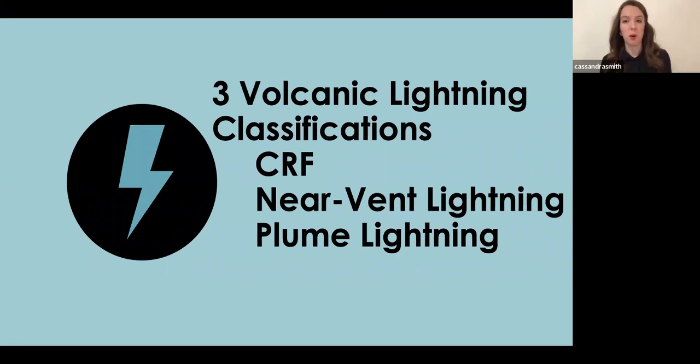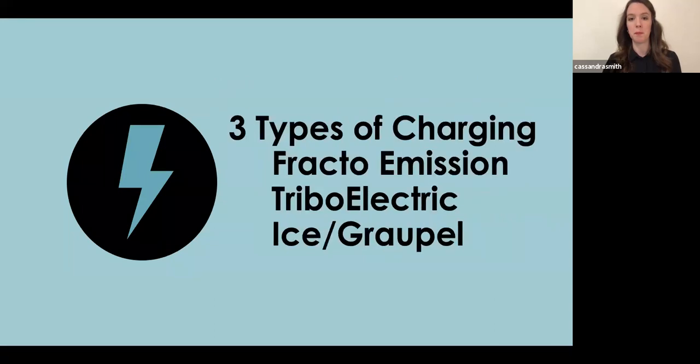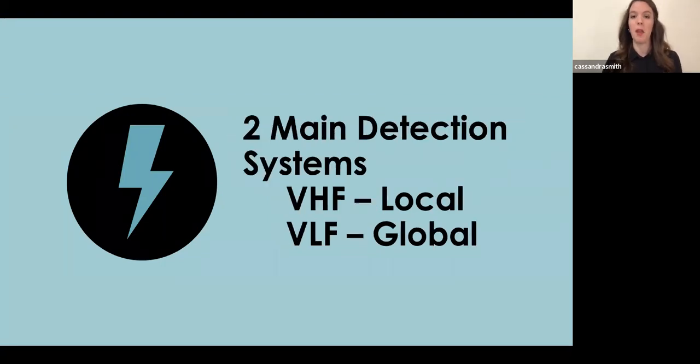So a brief overview of what I'm hoping you'll remember out of this volcanic lightning section is that there are 3 classifications: CRF, near event lightning, and plume lightning. There are 3 types of charging: fractoemission, triboelectric, and that ice and graupel charging. And that there are 2 main detection systems that we use. There's the VHF, which we use on local scales for highly detailed data. And then there's the VLF, which is used on global scales, which is really helpful for remote monitoring.